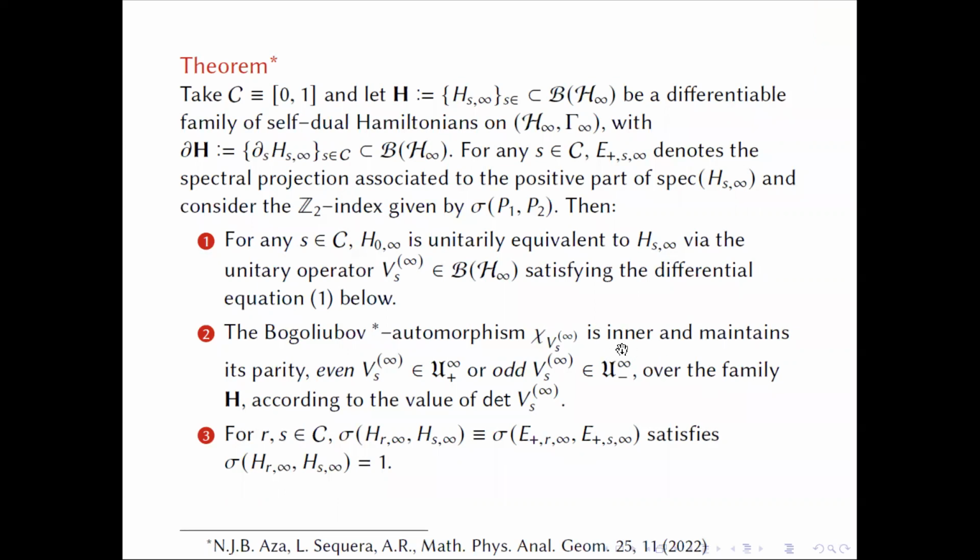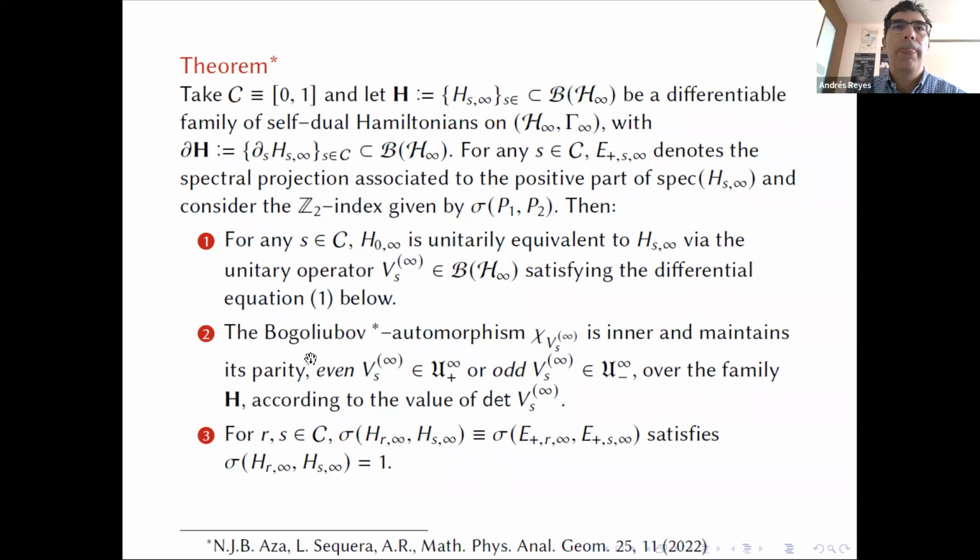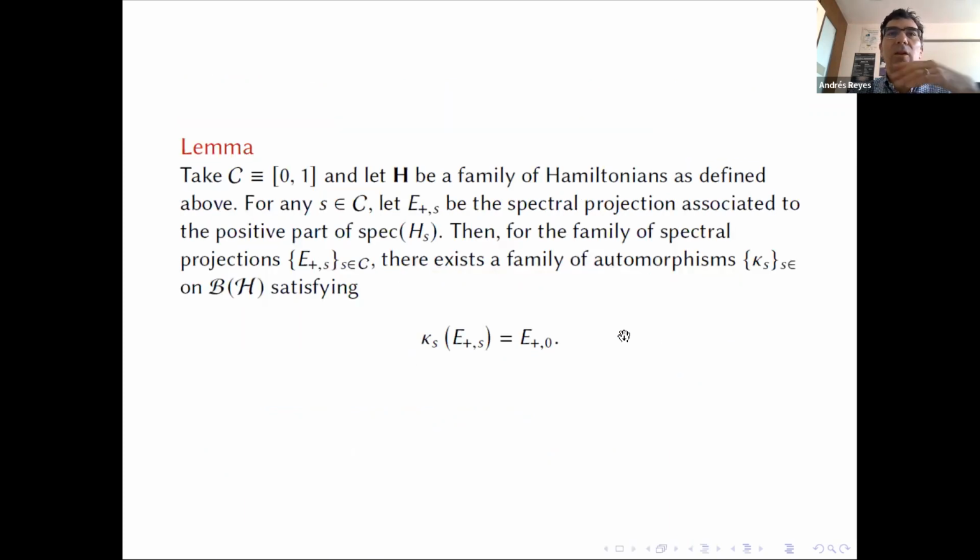Okay. So the construction of the automorphism goes in the following way. We need this preliminary result. We start with this family of Hamiltonians, which are continuous and differentiable along a path, and then let me denote with E plus S the spectral projection corresponding to the positive part of the spectrum of HS.